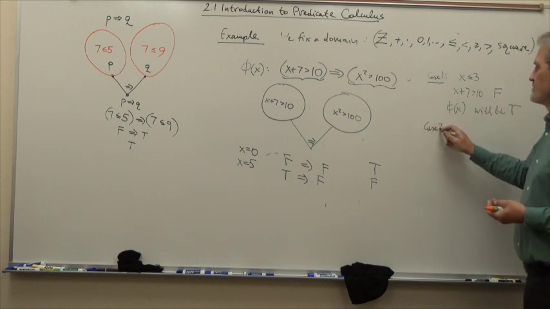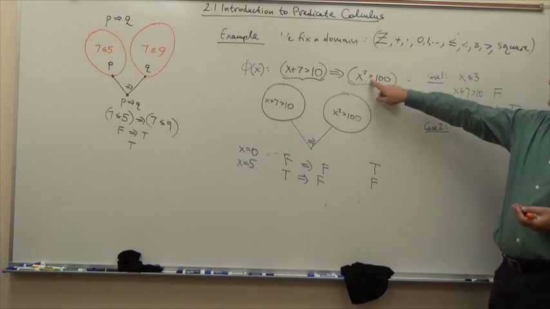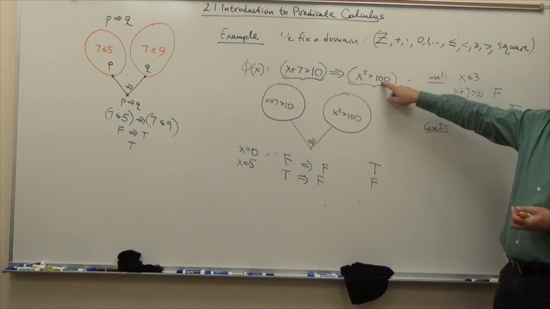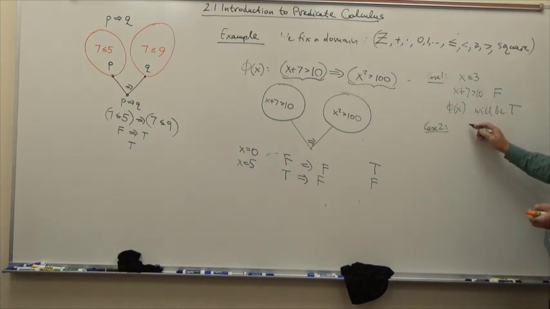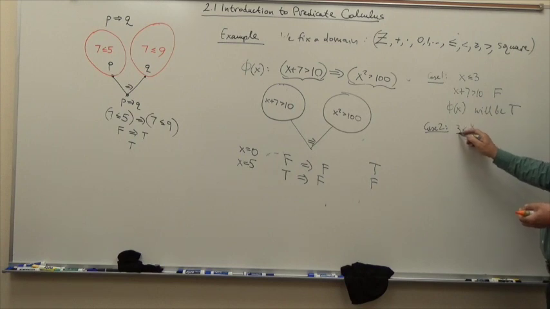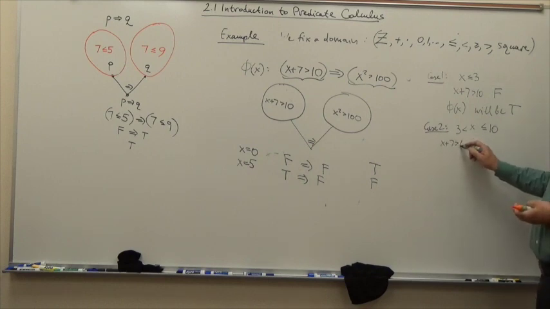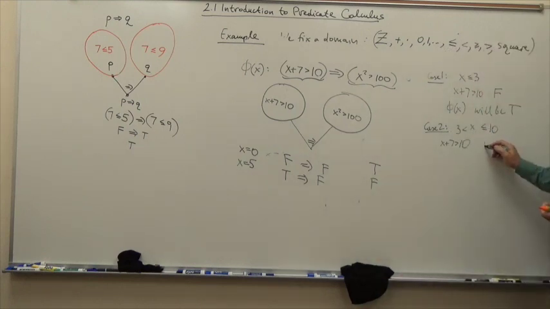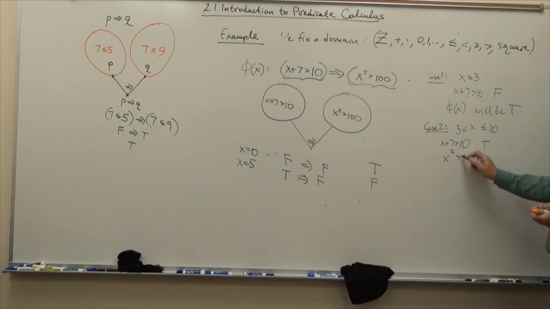Case 2. We know x squared is greater than 100 for positive numbers, which means that x is greater than 10. So now the second case, if x is greater than 3 but less than or equal to 10, then x plus 7 greater than 10 is true, that's basically what we did here. X squared greater than 100 will be false, so the whole formula will be false.